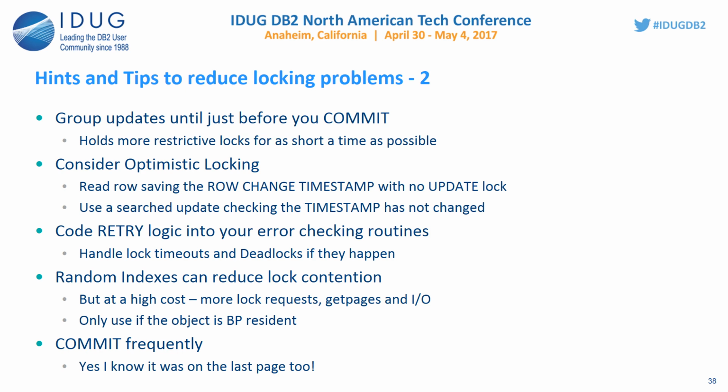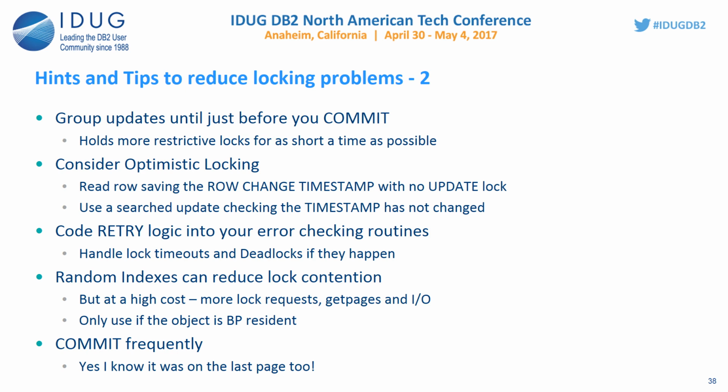There's a mysterious feature in DB2 called random indexes, which are unsorted indexes. Now they can reduce lock contention, all right? But they're at a high cost. You end up with more lock requests, more get pages, more I/O, and they're really only to be used for memory resident indexes. So if you've got memory resident indexes which are buffer pool resident, then you could consider random indexes. But they're for a specific purpose.